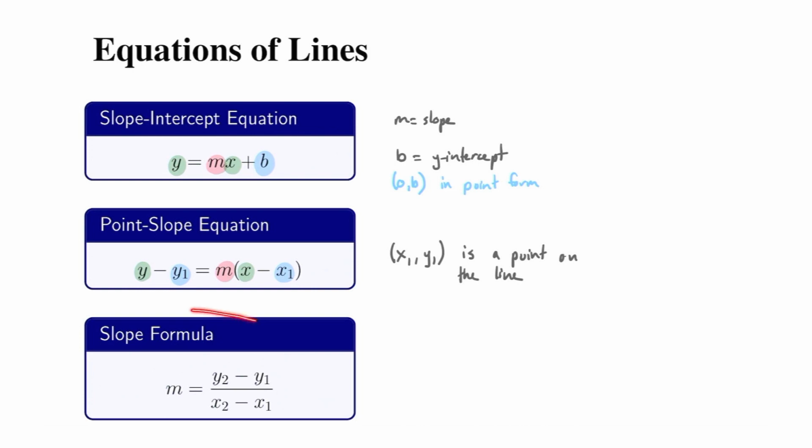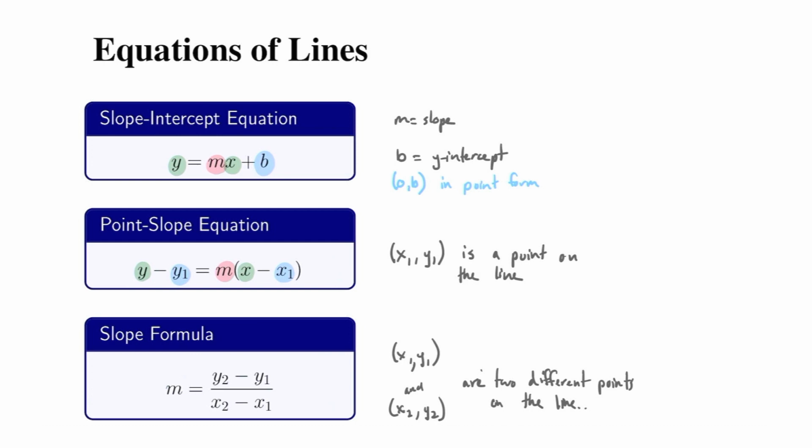The other equation here tells us how we could actually find the slope of our line. And for this, we need two points. We need to know two points. So (x1, y1) is one point, and (x2, y2) would be a second point. So we need to know two different points on the line in order to figure out our slope.